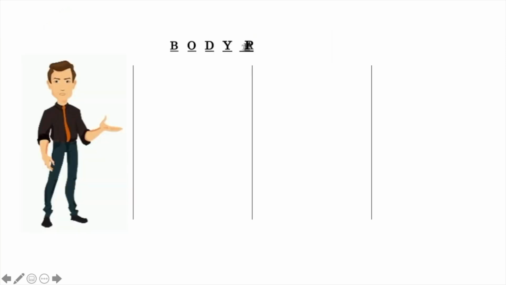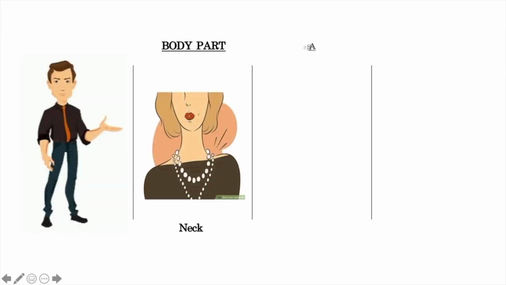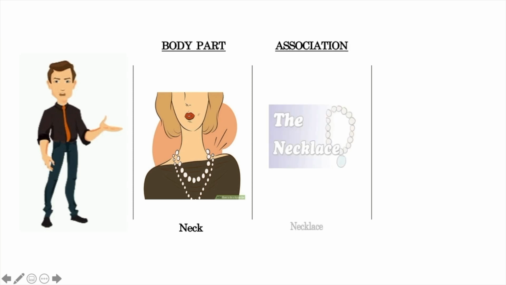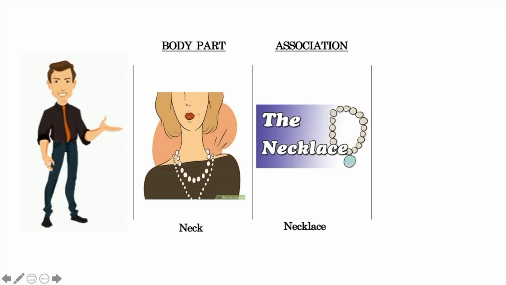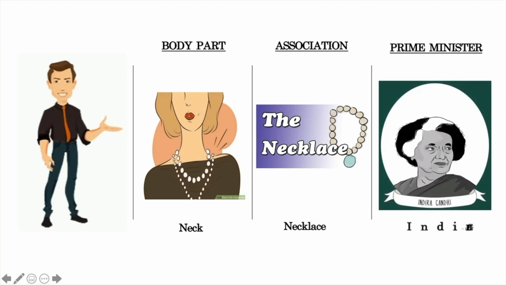So, moving on to the next body part, which is the neck. Association made is necklace for the same. Necklace will give us the hint that the next Prime Minister is also a woman. So Indira Gandhi comes back to power for the second term. She is the one and only woman Prime Minister of India.